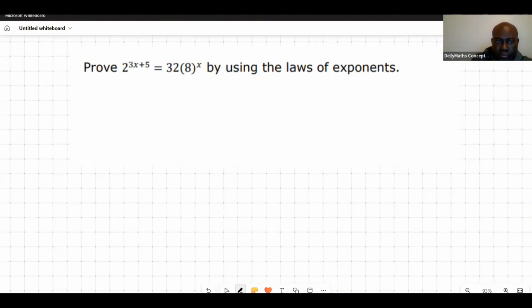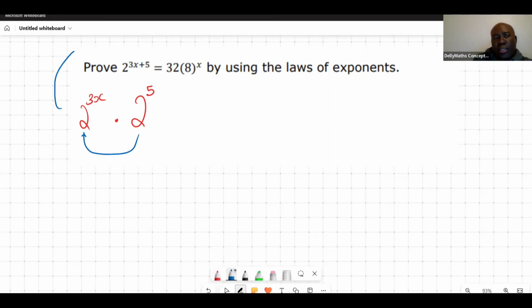exponents, right? So the moment I see that we have 2 raised to the power of 3x plus 5, it's going to tell me that I was actually multiplying the same base. So in other words, then this can be written as 2 raised to the 3x times 2 raised to the 5. So if you want to think of it in reverse, if you want to think of what if I had this, if I would be able to get this from it.